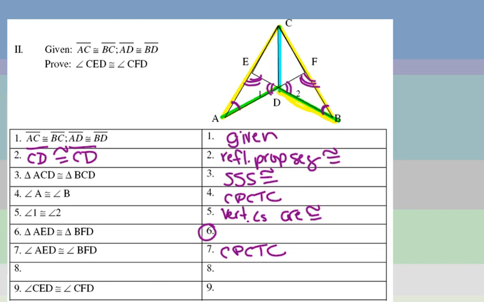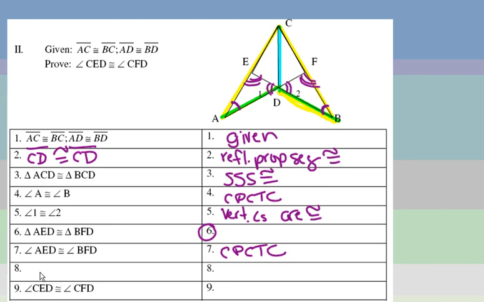Okay, so here's where it gets a little weird. We need to prove that this angle right here is congruent to that angle right there. Well, with what I've got, I can do that in one more step. And I can do that if I remember something critical from a past unit.